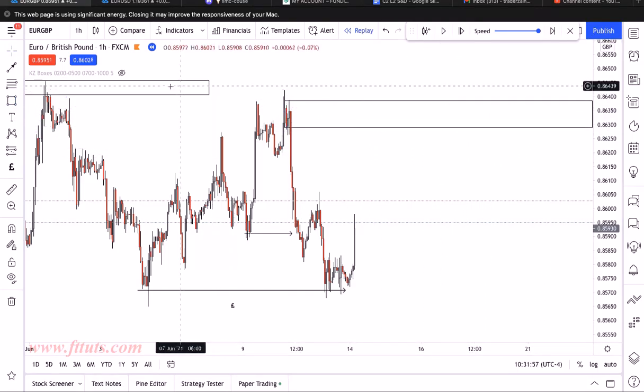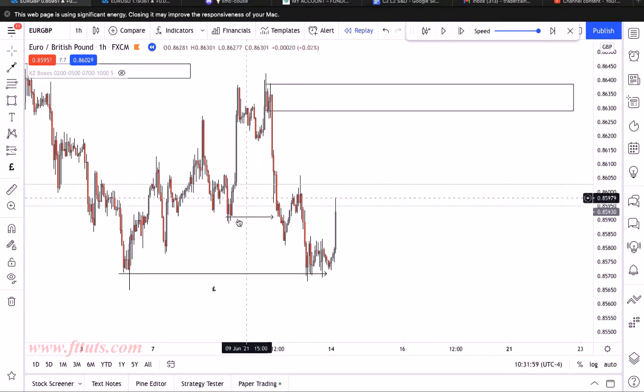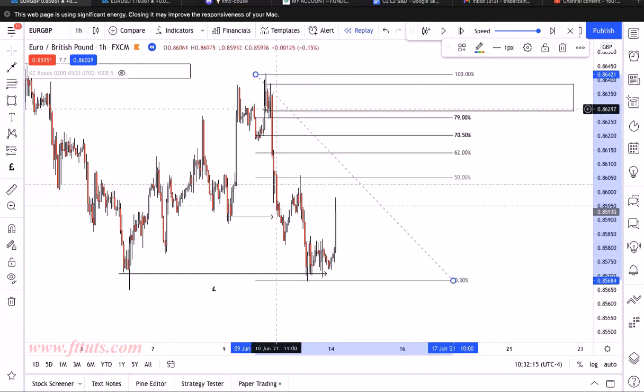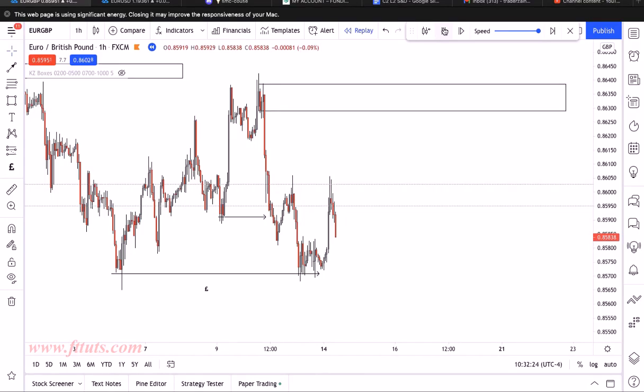right? So let's go over our confluences again. Number one, break of structure, minor break of structure. Number two, liquidity needs to be taken out. Number three, imbalance that price has to pull back to fill in. Number four, this premium supply, unmitigated within our premium level. All of these confluences have been built up.